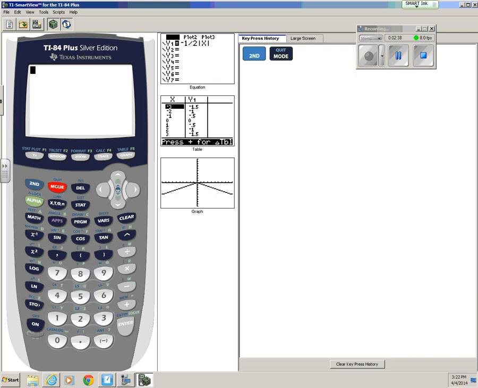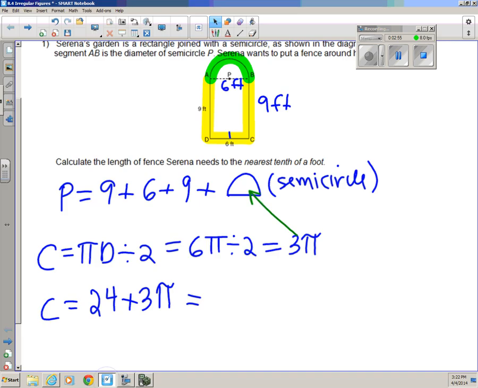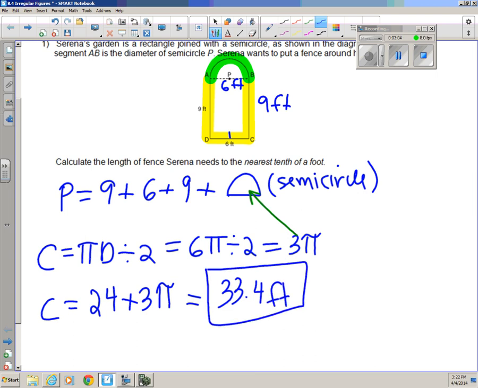So the idea was we had the straightaways of 9 plus 6 plus 9 plus 3 pi, half the circle. And this becomes our final answer: 33.42, nearest tenth then becomes 33.4. So this answer becomes 33.4 feet. That's how much fencing she's going to need.